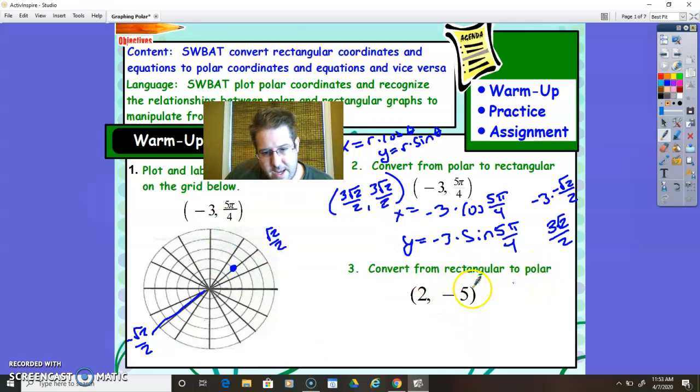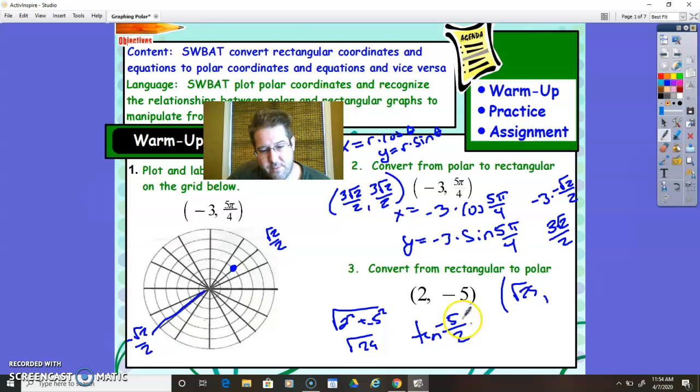All right, so convert rectangular to polar. Okay, so that's the square root of 2 squared plus -5 squared. So that's 4, that's 25. That makes square root of 29. So I know it's square root of 29, comma something. So to find that answer, I'm going to do inverse tangent of -5 over 2.